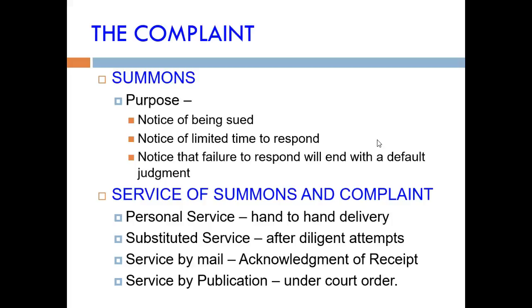If we've done a lot of diligent attempts, we can substitute service if we can give it to someone, let's say, who's an adult who lives at the person's house and who accepts it for them, like a person's wife, for instance. You're suing a man and you can't find him because he's never home, but we know he's around, but we don't know when he's there. So we just say, all right, we've come here 20 times, but you know what? We're going to give it to you, ma'am, if that's all right. If you'll please give it to him. That might be sufficient service, possibly.